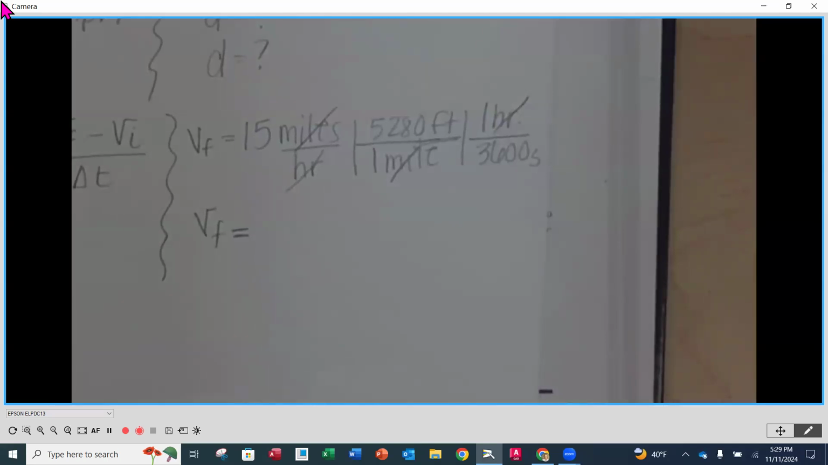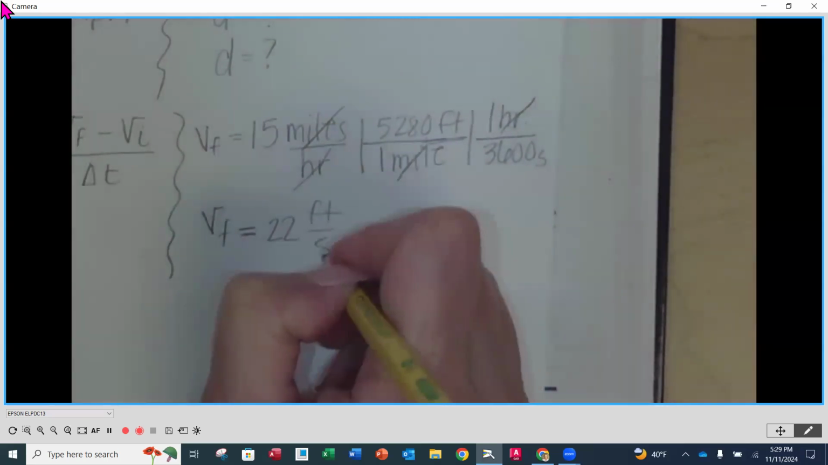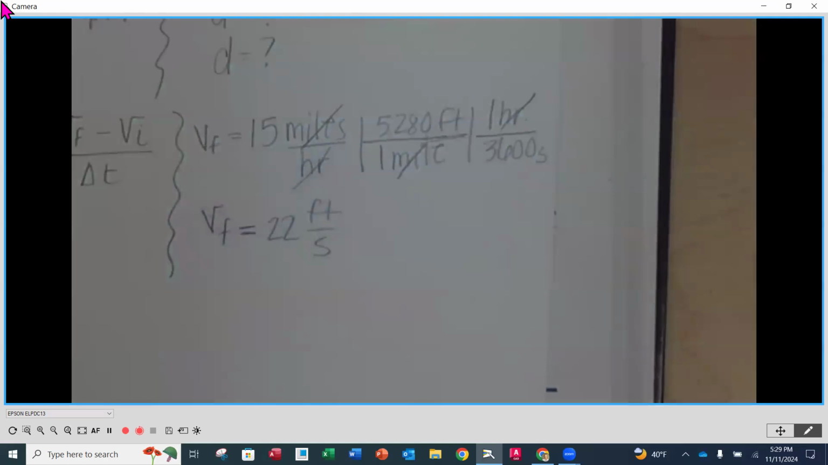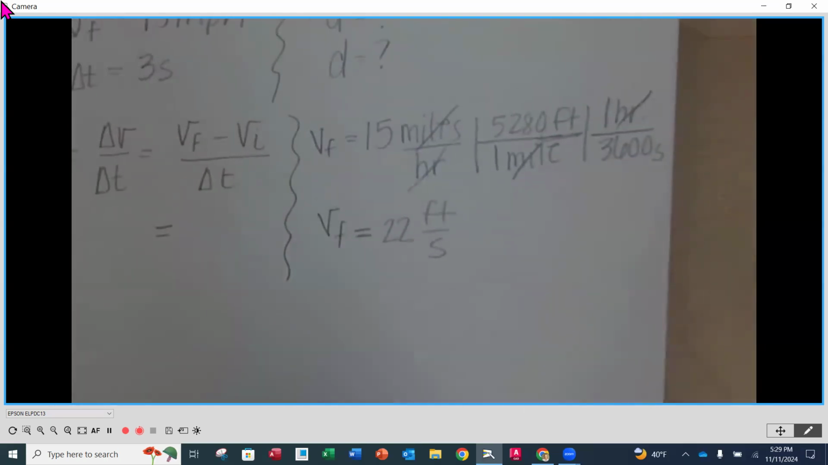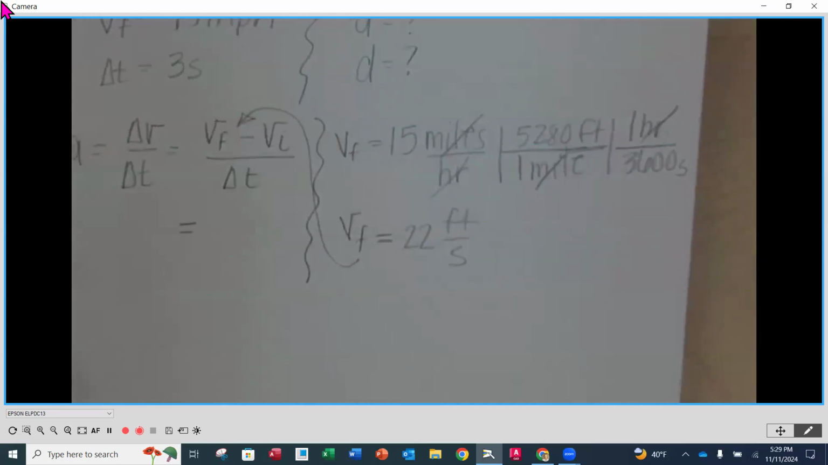What do you get for your final velocity? 22, right? 22 feet per second. Yes, 22 feet per second. So this value, in its converted form, is now going to go up into here.